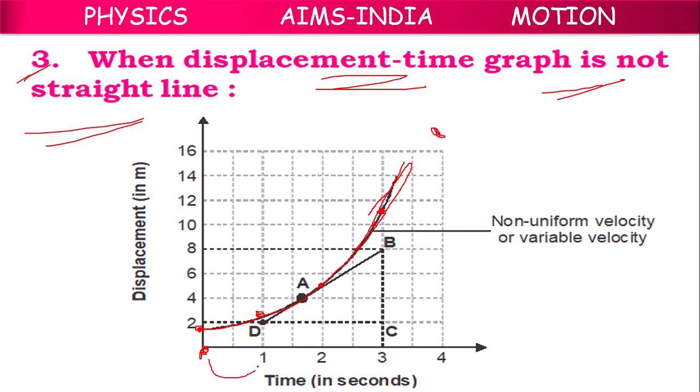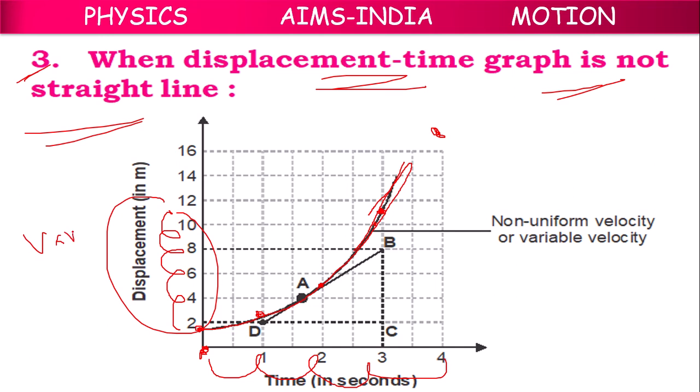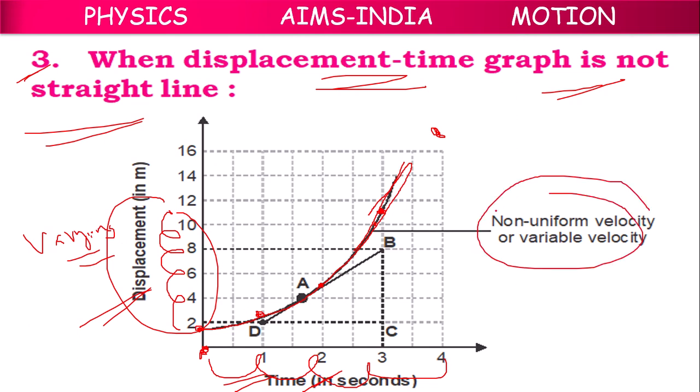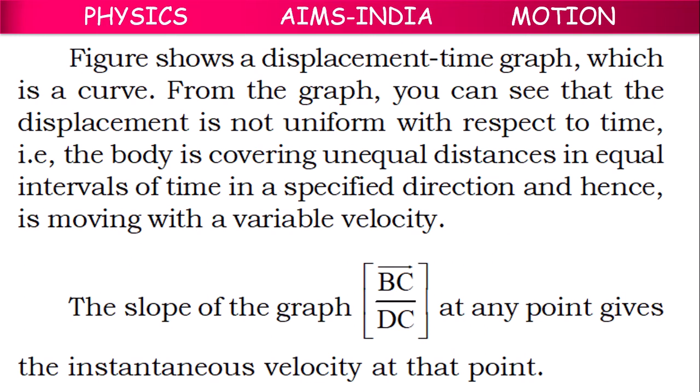But here, in equal intervals of time, equal amounts of displacement are not changing. The change of displacement varies irrespective of the time interval. This means in equal intervals of time, the body travels different displacements. So we can say the velocity is non-uniform or variable velocity.